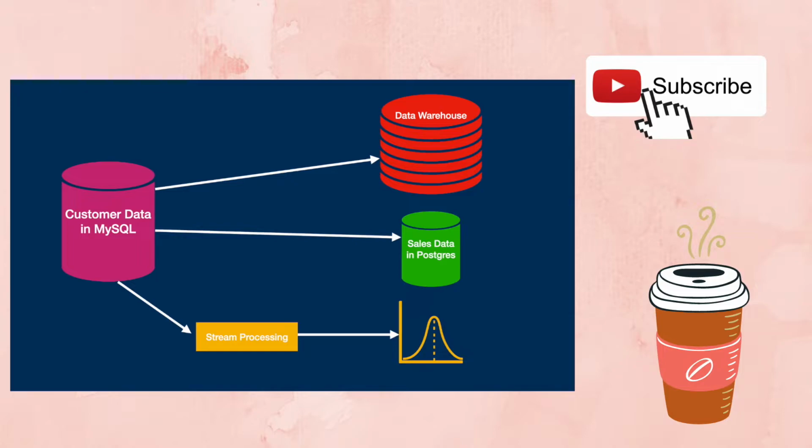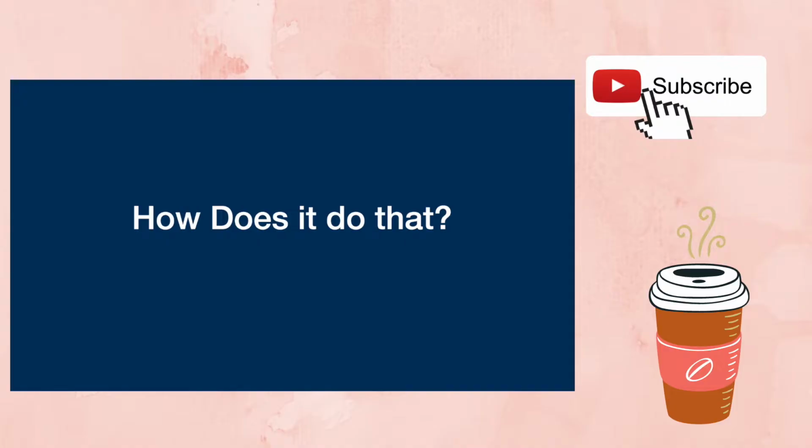So these are some very common downstream jobs that you might need when data changes in your source system. In this case, your source system is your customer data MySQL table to the left, and your target or downstream systems are the data warehouse, the sales data, and the stream processor. So how does that work?